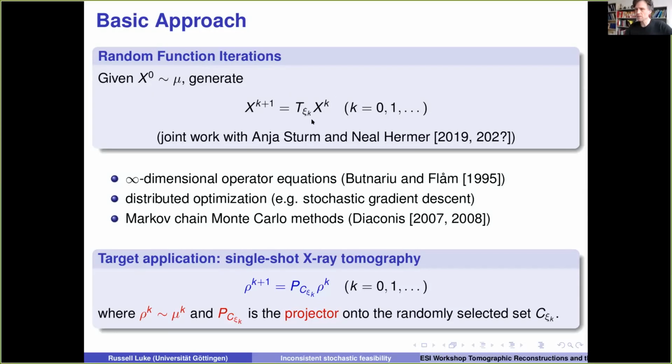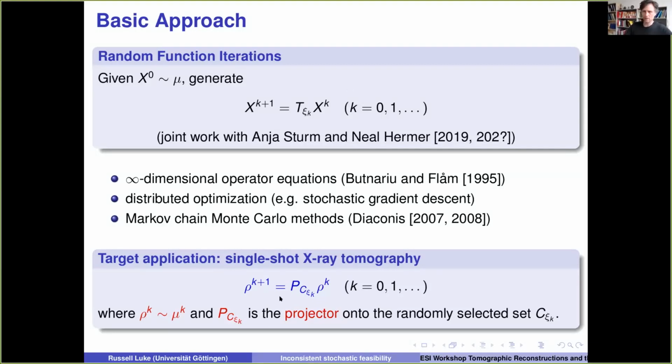And I've started studying these random function iterations together with Anja Storm and Neil Hermann. Neil was a former PhD student of mine. And this approach has been applied to infinite dimensional operator equations by Dan Butnariu and Flam in the mid-90s. Where I'm also wanting to apply this to the analysis of distributed optimization, randomized methods for large-scale optimization, and it's also central to Markov Chain Monte Carlo methods, as Professor Diaconis has written a lot about.